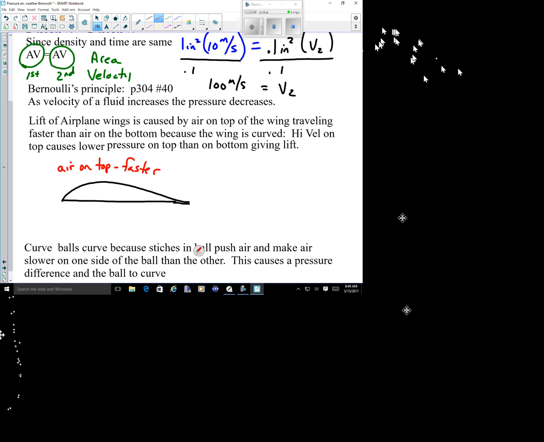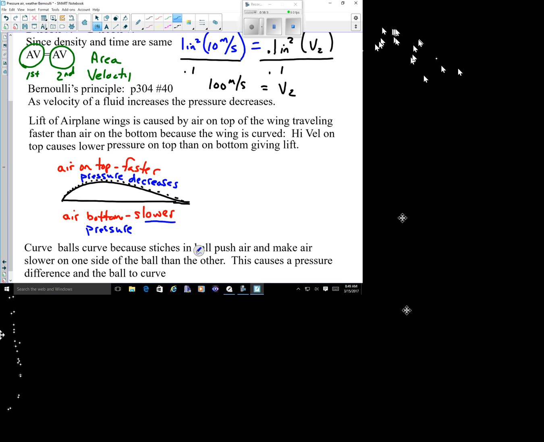You see that curved line here? This curve is much, much longer than the bottom part that is straight. So that means the air on top has to go faster. Air on the bottom, slower. Well, let's read Bernoulli's principle. It says as airspeed goes up, pressure decreases. It also says as airspeed goes down, goes slower, that means pressure increases.